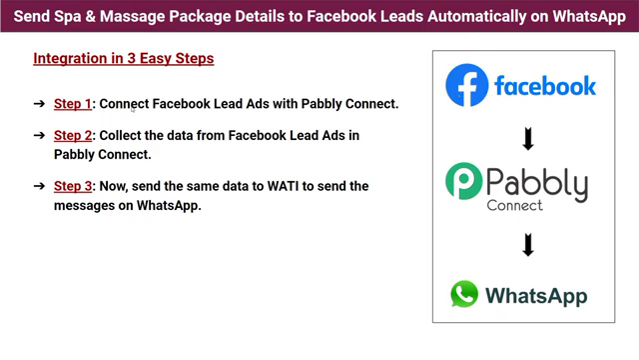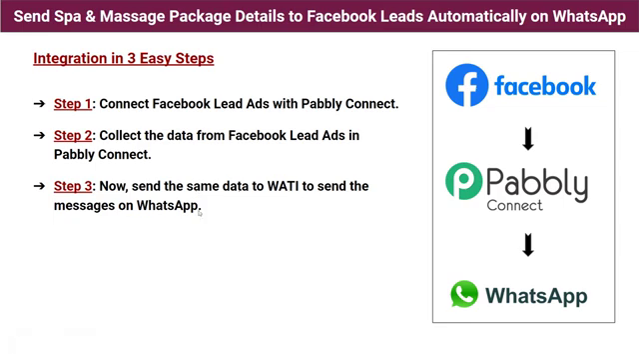So we have step 1, that is connect Facebook lead ad forms with Pabbly Connect. Simply put, first of all, you are going to log into Pabbly Connect and afterwards you are going to integrate your Facebook lead ad form to Pabbly Connect. Now we have step 2, you are going to collect the data from Facebook lead ads in Pabbly Connect. So you're going to make a submission in the Facebook lead ad form. The details of that particular lead will be automatically captured in Pabbly Connect. Now we have step 3, send the same data to Wati to send the messages on WhatsApp.